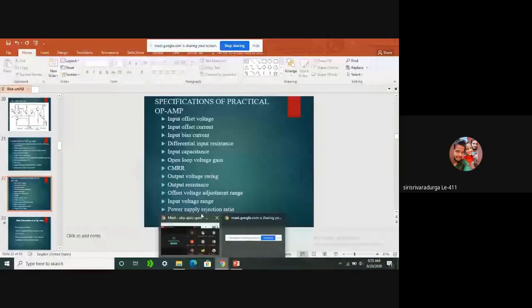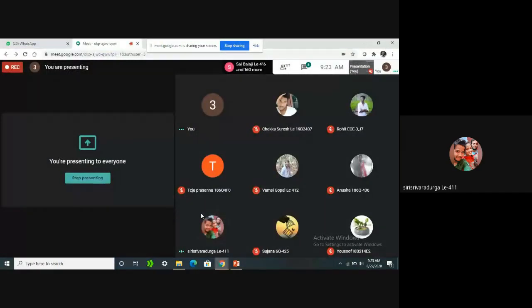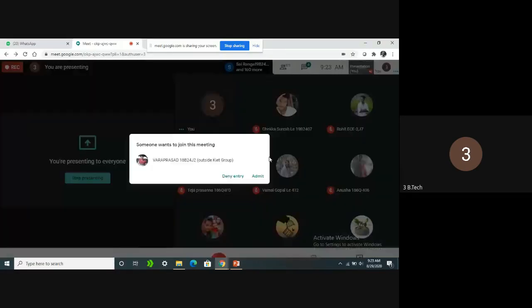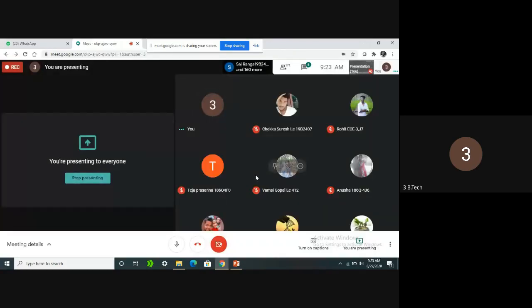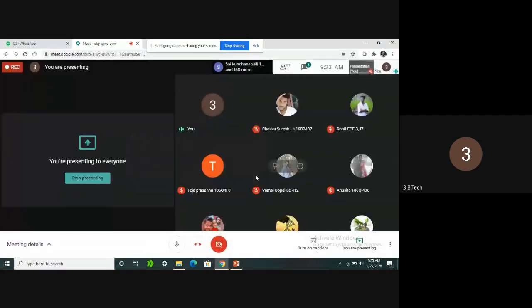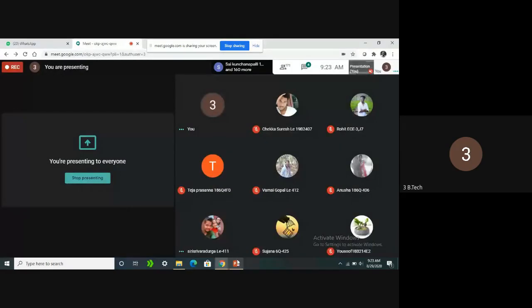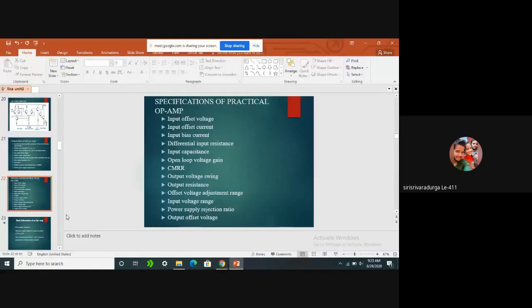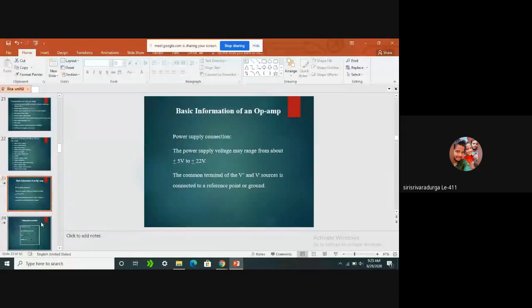15 volts, dual supply. Yes, 5 to 20 volts is the maximum range we can apply to the operational amplifier. If more than that voltage is applied, the IC is going to be damaged. See, these are the ranges. Yesterday we have discussed it.